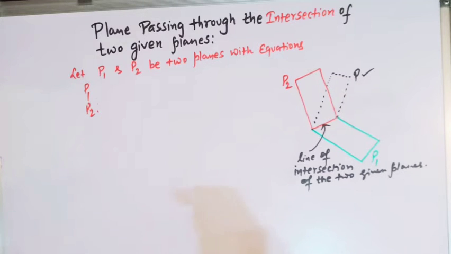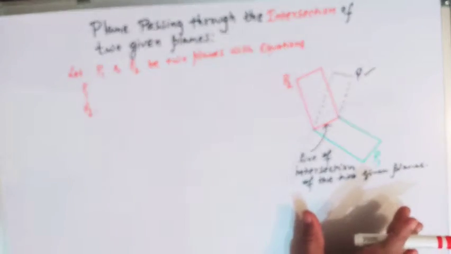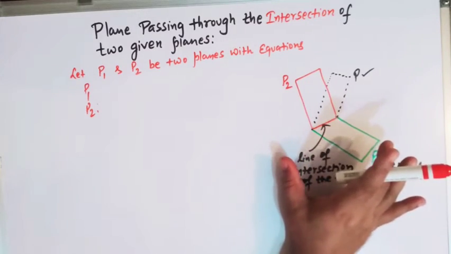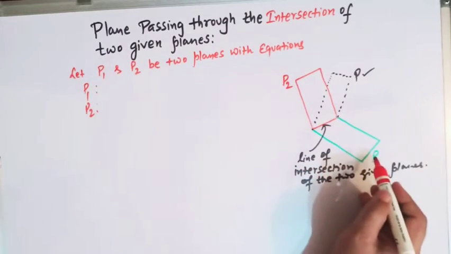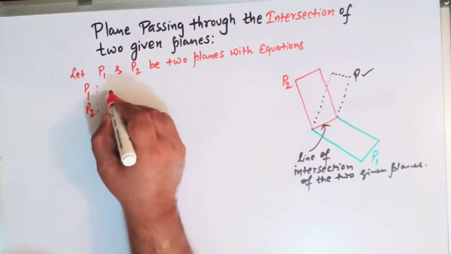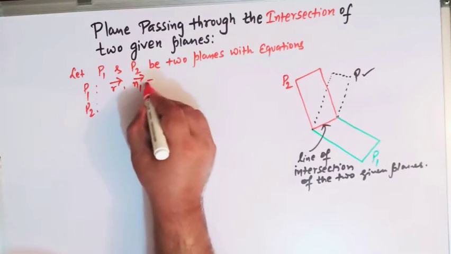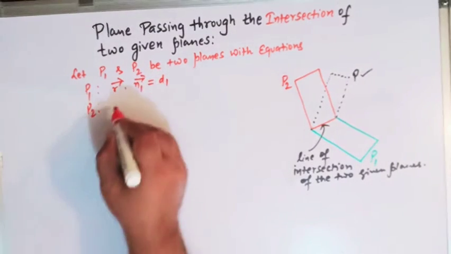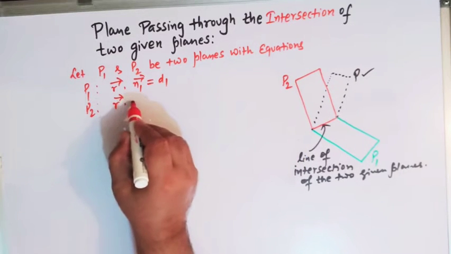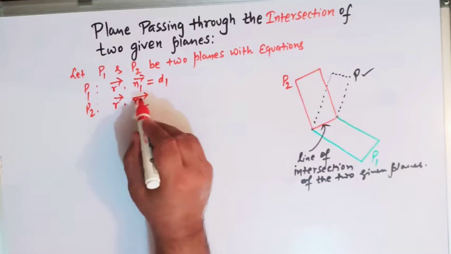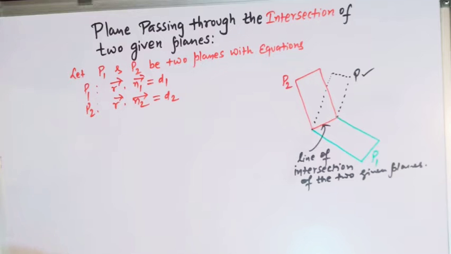Now let us consider the vector form of the intersection of these two given planes. So let the vector equation of the plane P1 be vector r dot vector n1 is equal to d1, and let the vector equation of this plane P2 be vector r dot vector n2 is equal to d2. Right?